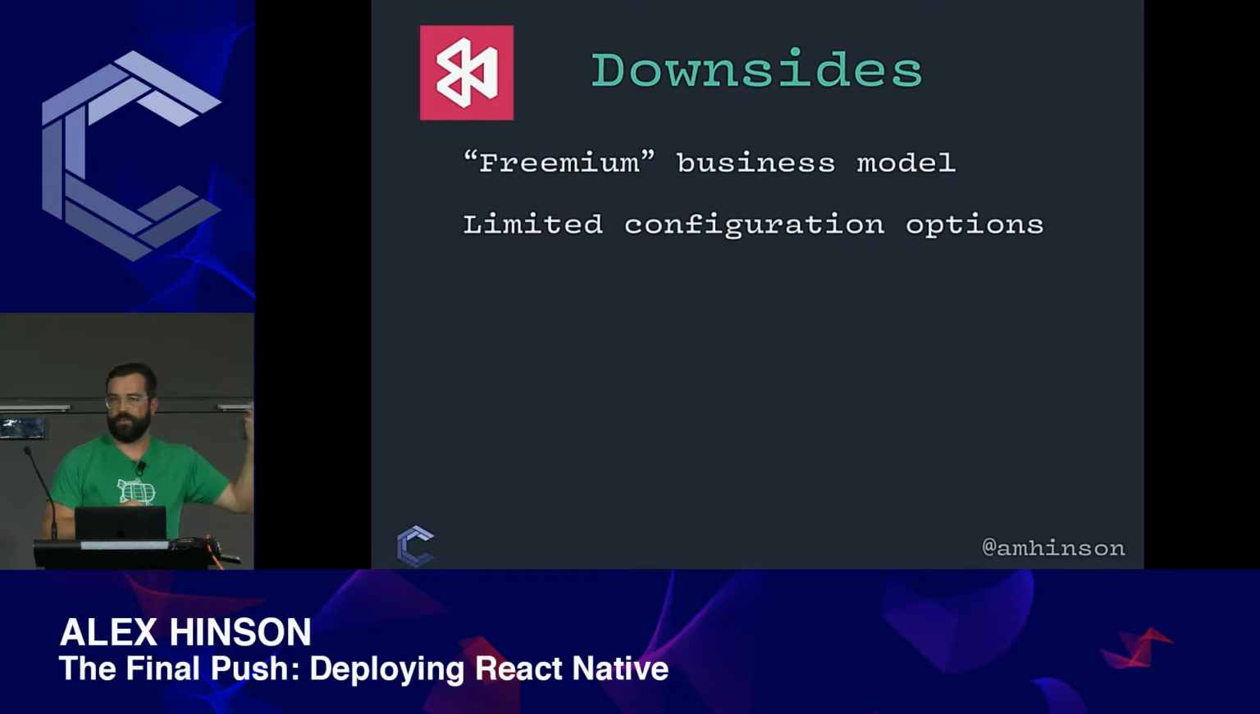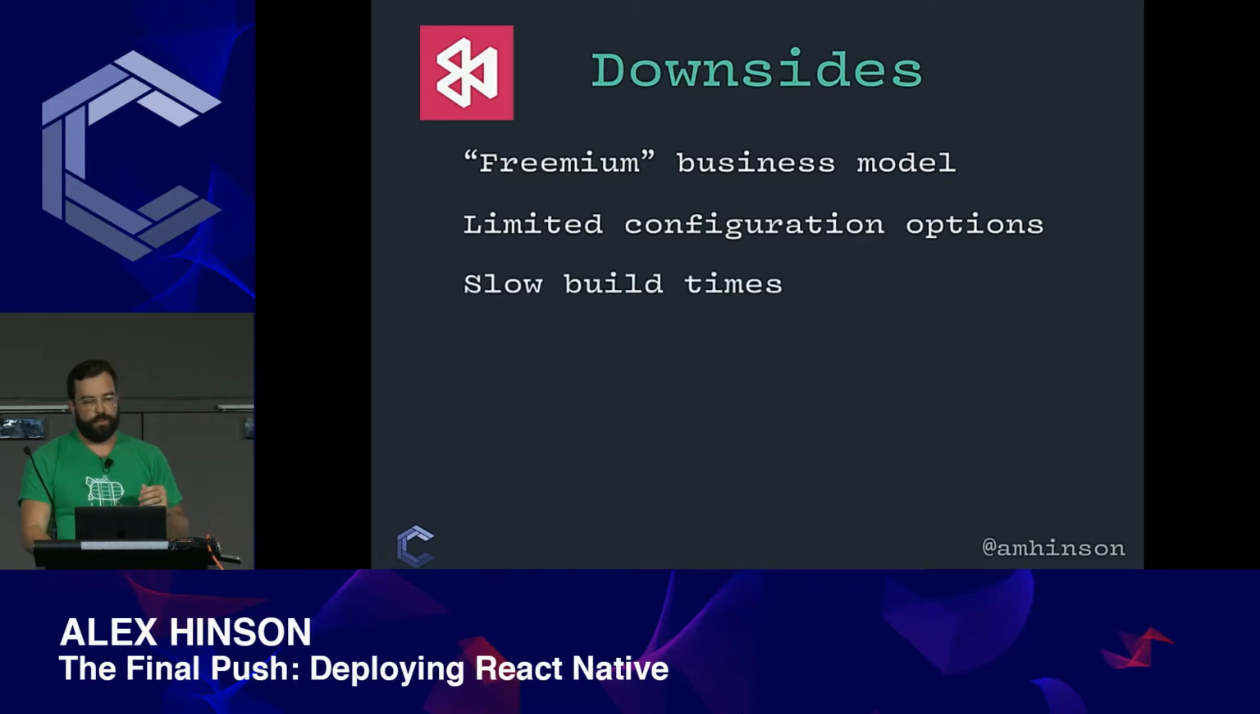All the other options that we'll talk about today are much more configurable in pretty much every single way. Builds can also be just a bit slow because nothing is cached with App Center, like node modules and CocoaPods and things like that. So some other solutions we'll look at have much more optimized build times.